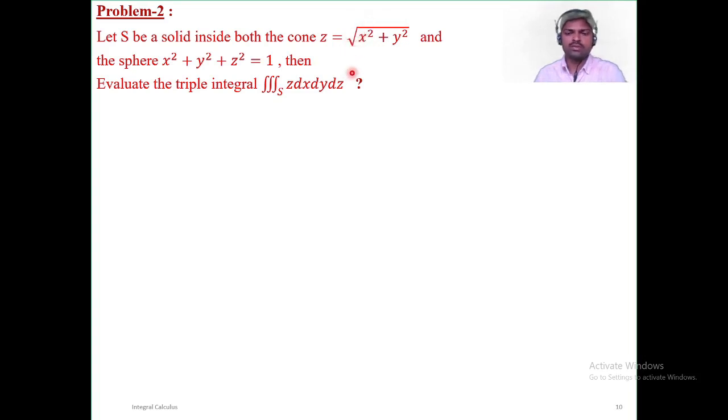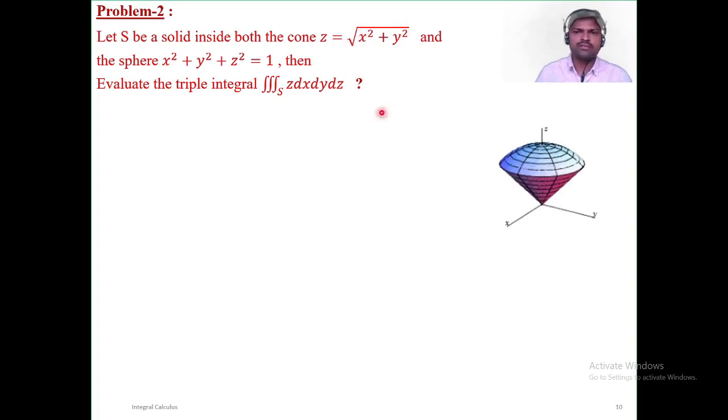Okay. Now this will be the region of the solid of integration. So this is a cone, and the common portion we need to consider: inside both the cone and the sphere. So this is the sphere surface. The upper one is the sphere surface and the inside one is the cone. So the common portion will be this one. So over this solid S, we have to carry out the integration.